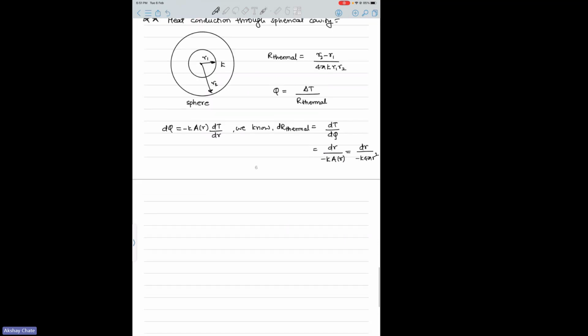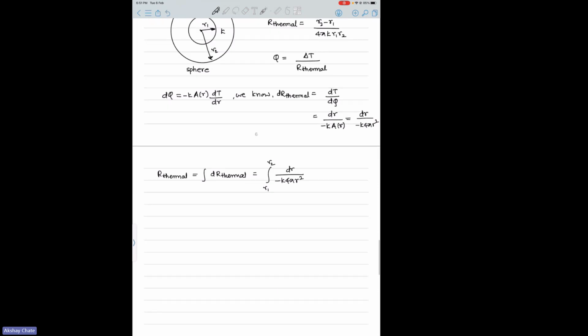So now we have to just integrate. So R thermal will be the integration of this elemental thermal resistance. So it will be the integral from R1 to R2 of dr by minus K 4 pi r square. I'm skipping some steps here, but if you do this, you'll get R thermal as (R2 minus R1) by 4 pi K R1 R2. You can verify this, but this is the standard formula, and you should get that.